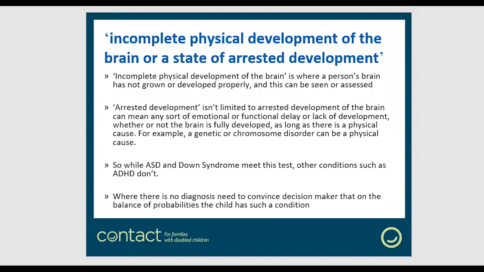So there are clearly some conditions where it's been accepted that if your child has a diagnosis of a particular type, they're going to fall into this, at least meet this part of the test. So that includes children with autism, it includes children with Down syndrome, and as I've said, certainly children with genetic or chromosome disorders as well. However, there are other conditions where you're really going to struggle to argue that your child meets this test. And what happens if you don't have a diagnosis? Certainly that's going to be very tricky.